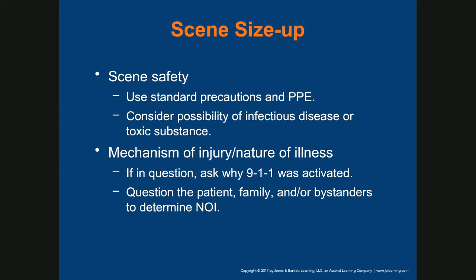All right. Now let's look at the patient assessment for respiratory emergencies. So we will do our scene size up, ensure that the scene is safe, take the necessary standard precautions, consider the possibility of infectious disease or toxic substances. So if you're considering the possibility of infectious disease or toxic substances, you need to use extra precautions, right? So if you need to put on your N95, you need to get that on, right? You have to protect yourself.